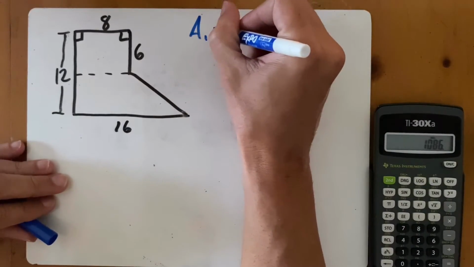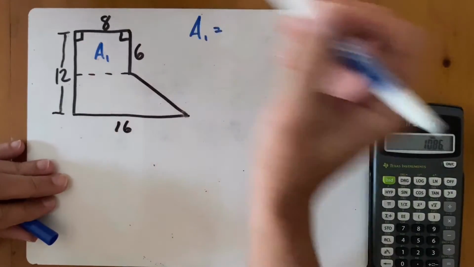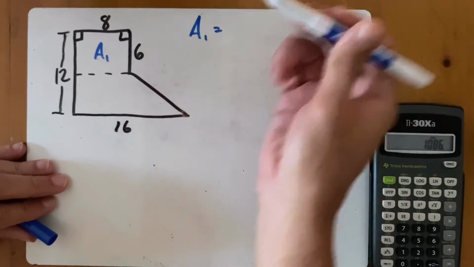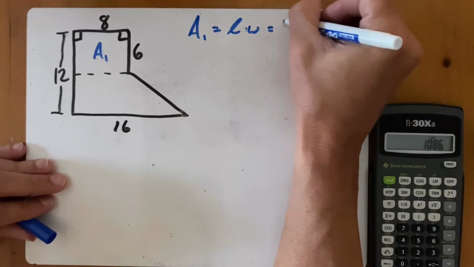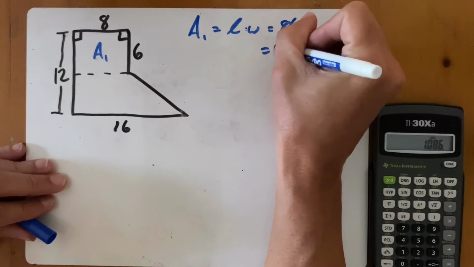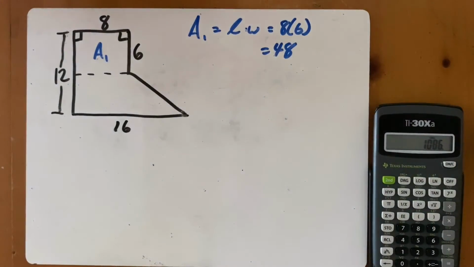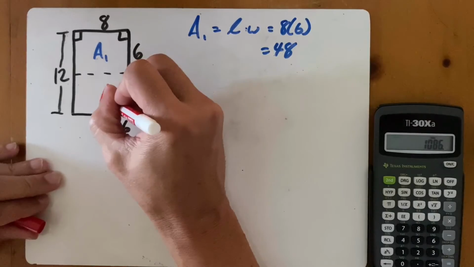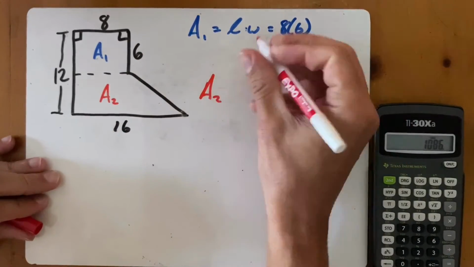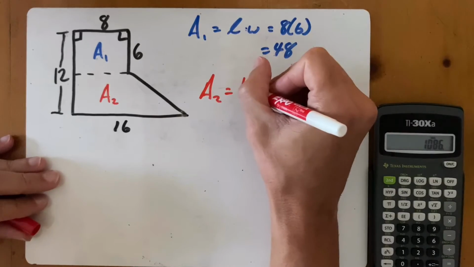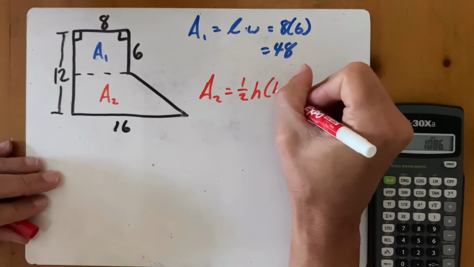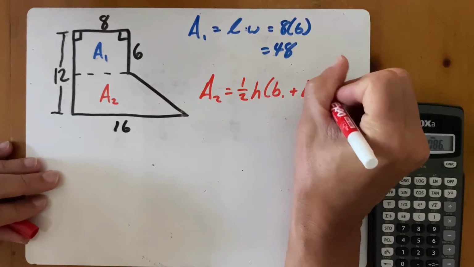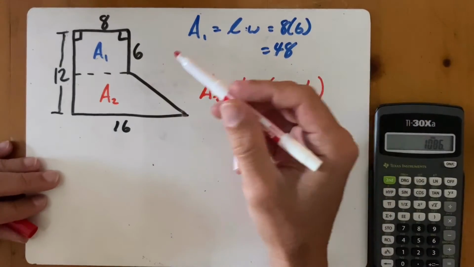So we'll call that A1. So 8 times 6, length times width, which is going to be equal to 48. Okay, not rocket science on that one. All right, second one's a trapezoid. We'll call that A2. All right, area of a trapezoid, remember, is 1/2 the height times the sum of the bases. So B1 plus B2. All right, now we need to figure out what those are.